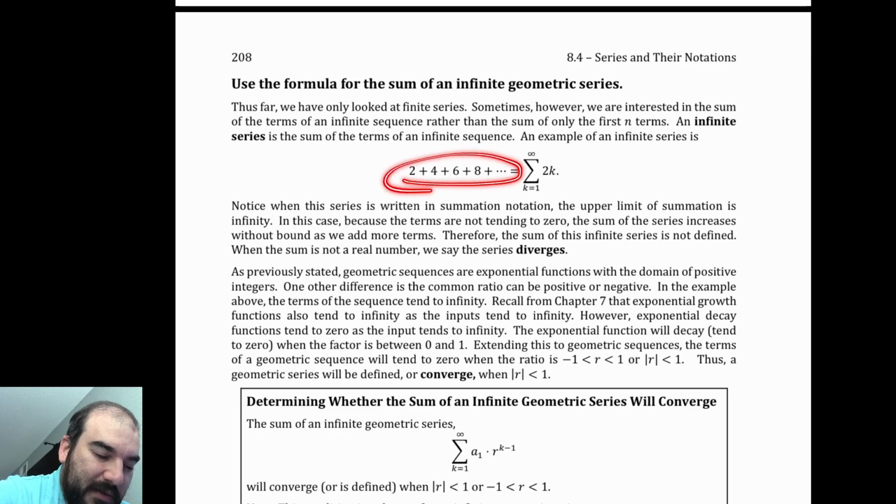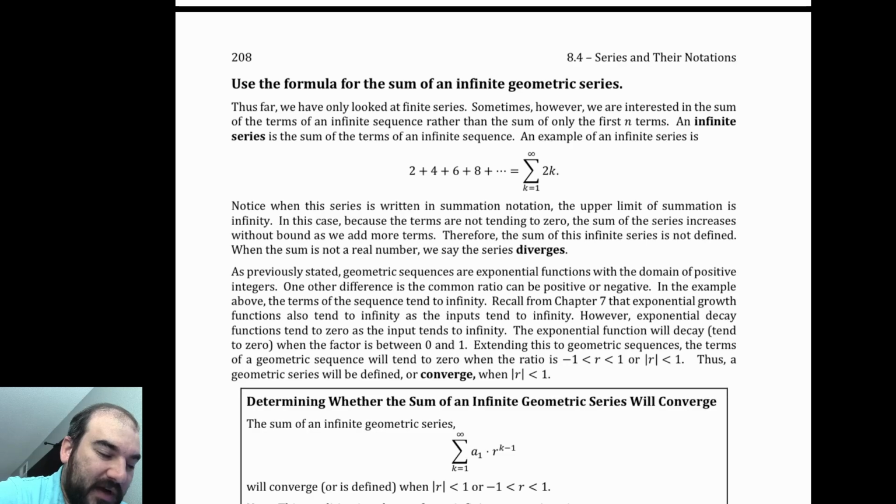In this specific example, 2 plus 4 plus 6 plus 8, these numbers are growing because we're adding 2 every time. This is not even a geometric series. This is actually an arithmetic series, right? Because we have an increase of 2 between terms. The explicit formula would be 2 times k, where k goes from 1 to infinity.